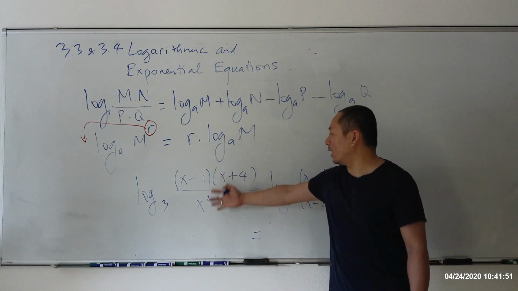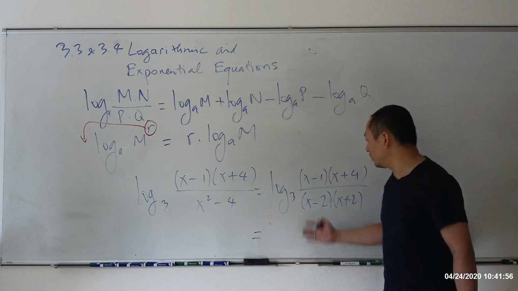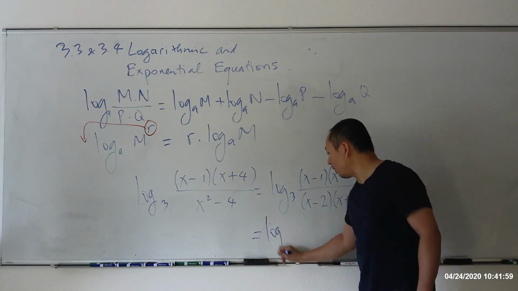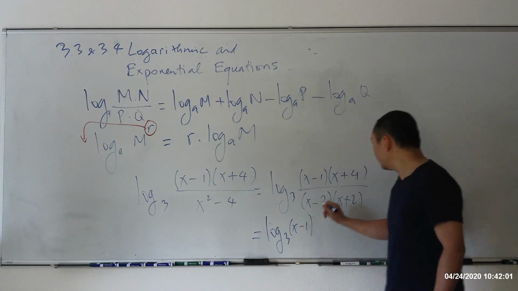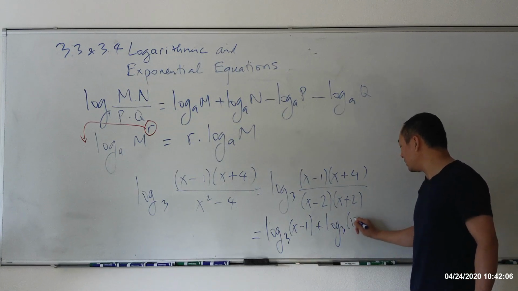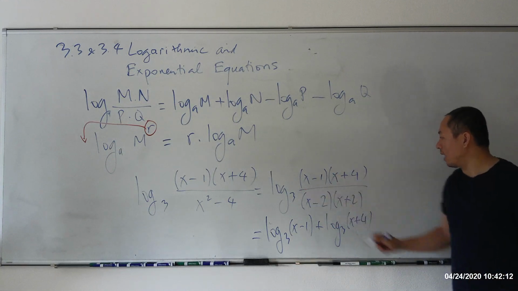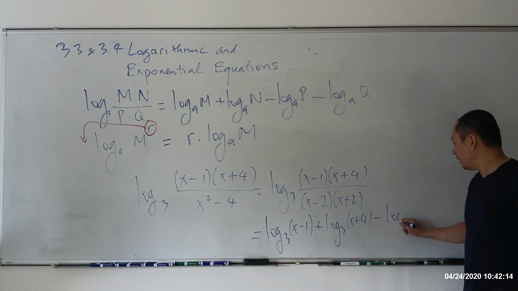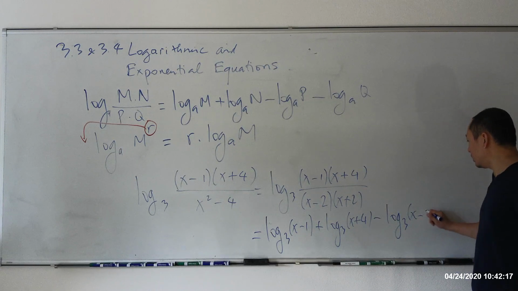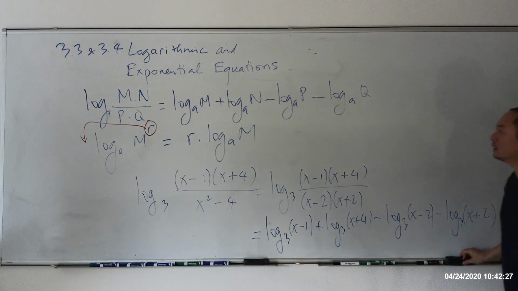In this type of problem, they ask you to break a big complicated log down into the sum of small logs. So we have what? Log base 3 of x minus 1. It's on top, so it's plus. Plus log base 3 of x plus 4. Still plus because x plus 4 is on top. Now x minus 2 on the bottom. So what? Minus log base 3 of x minus 2. Of course, another one. Minus log base 3 of x plus 2. Okay. So that's an example.